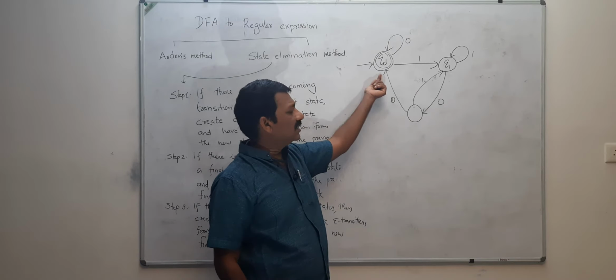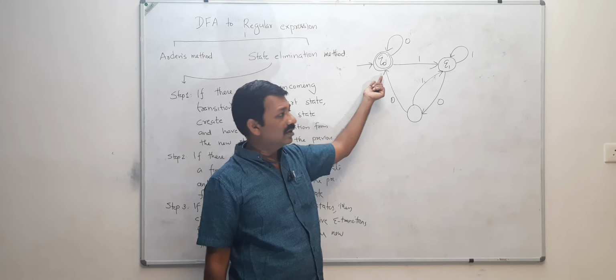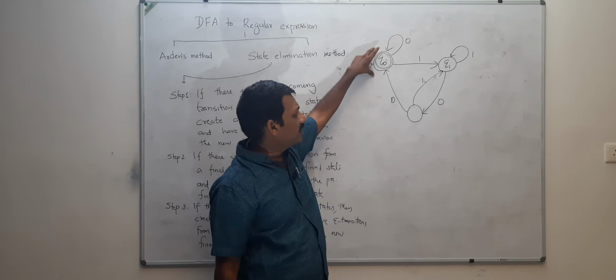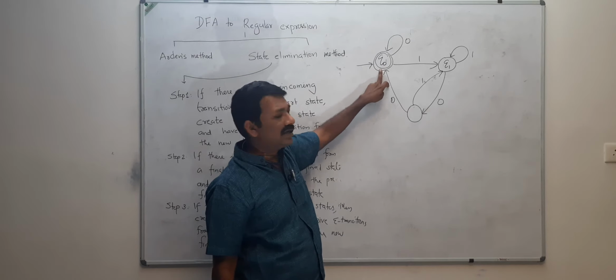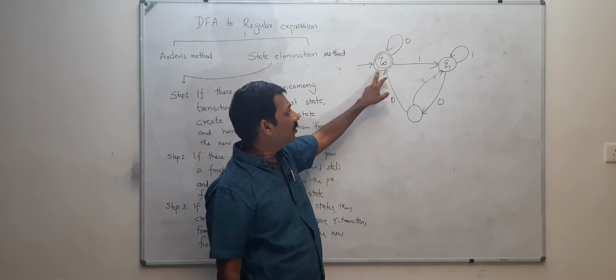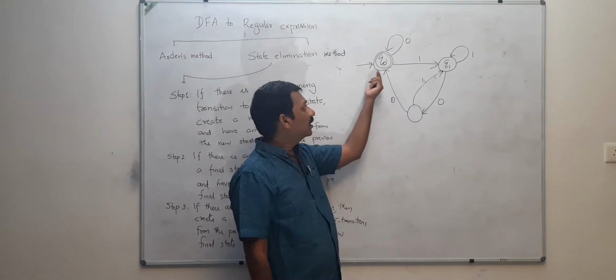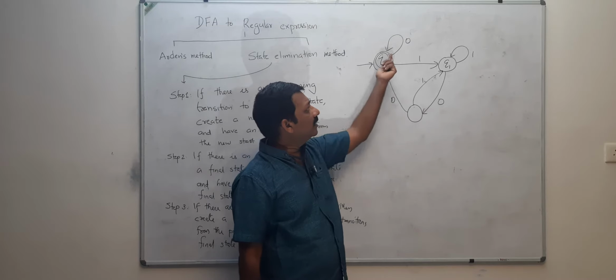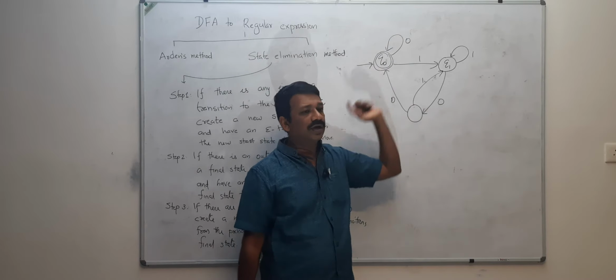Here the start state and the final state are the same. The start state itself is a final state. So you have to make some arrangements here. As the start state is the final state, you have to find another start state and another final state. Why? Here the start state has an incoming transition, and the final state has an outgoing transition.